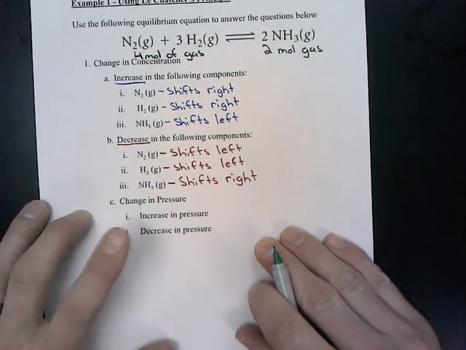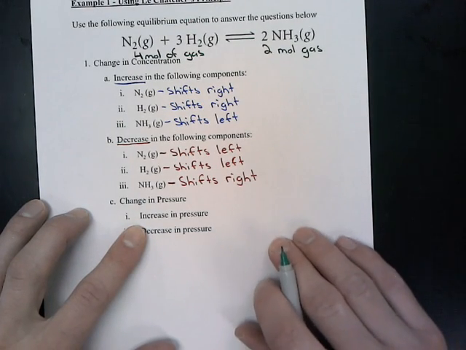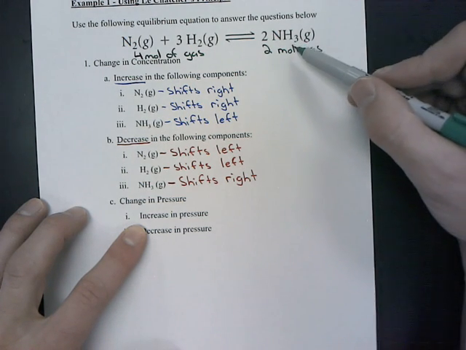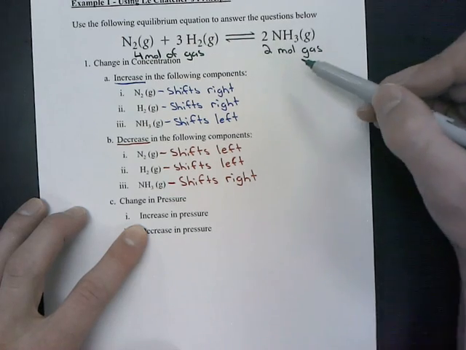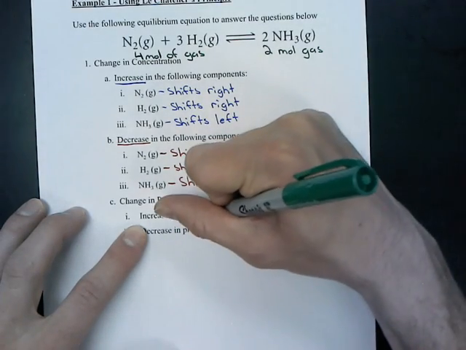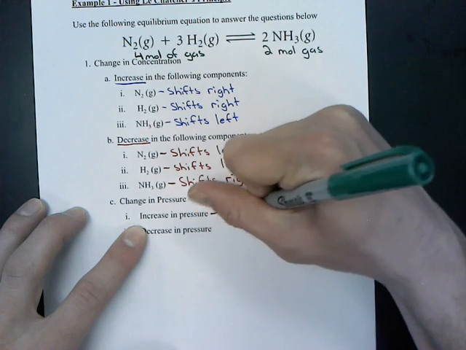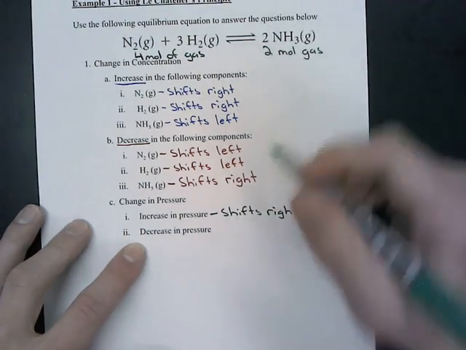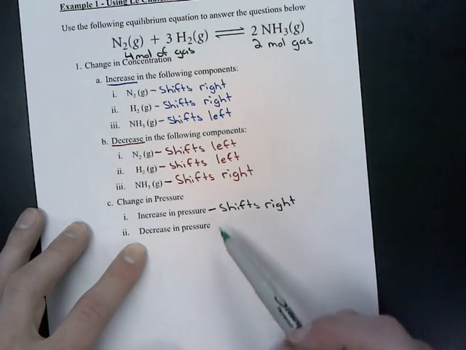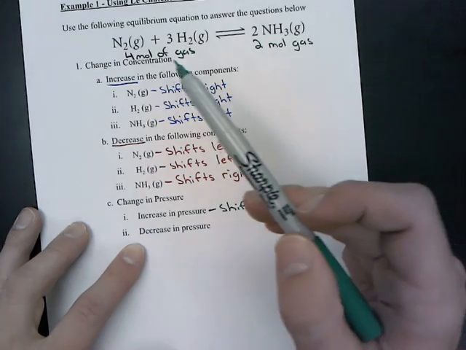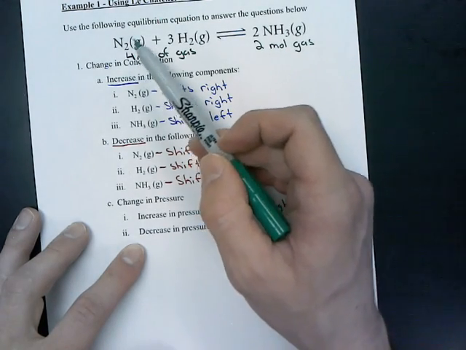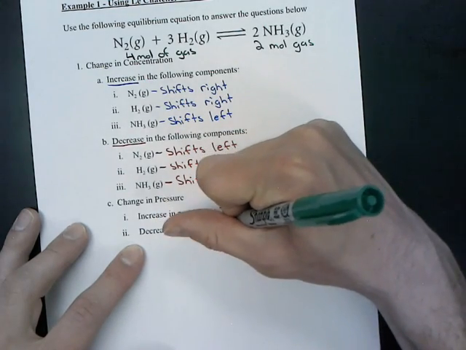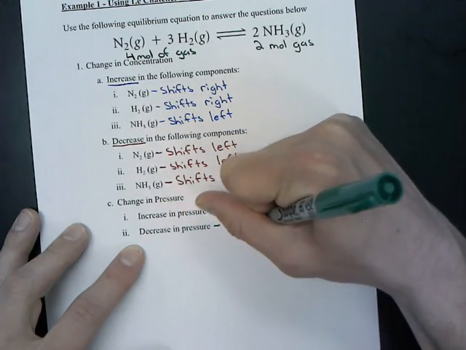So if we increase pressure, the equilibrium shifts to the side with the least number of moles of gas. Because this right-hand side has 2 moles of gas, the fewest moles of gas, and we increase pressure, the equilibrium will shift to the right. Now, if we decrease pressure, by definition, the equilibrium shifts to the side with the most moles of gas. Because this left side has the most moles of gas, it's going to shift to that left-hand side.